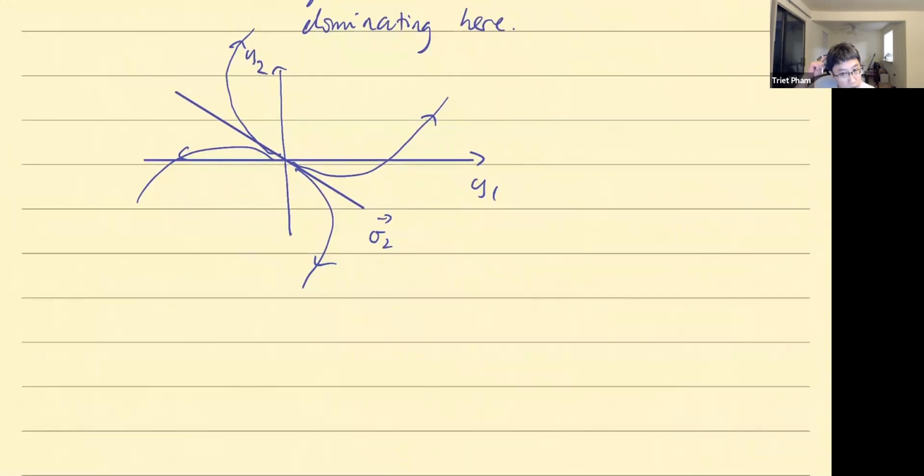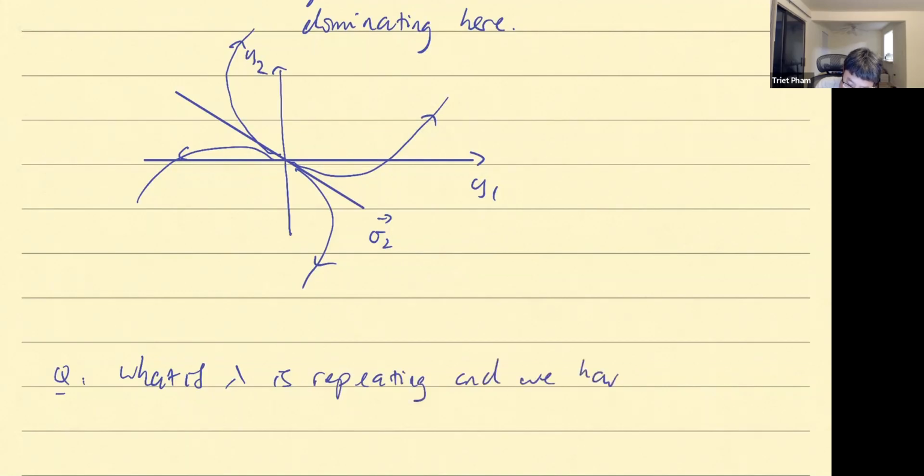So you won't see this so much, but let me ask you a question. What if lambda is repeating and we have two eigenvectors? What can we say about the graph? Or can we say something about the graph?